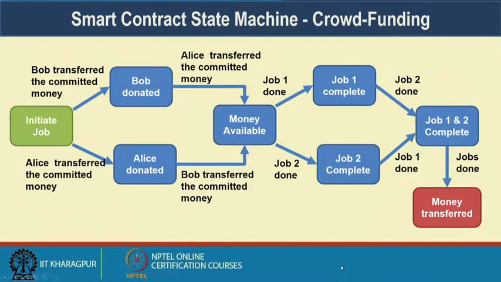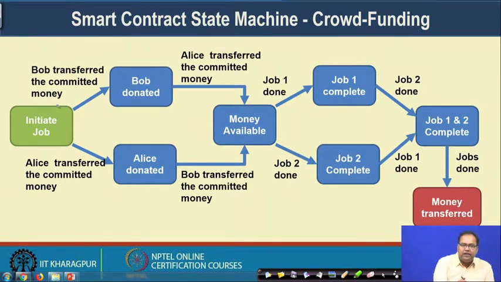Here the system has an initiation state where some users have submitted a certain proposal. Once someone likes this proposal, they may transfer the money. Say Bob has transferred the committed money to the system. So, you reach a state where Bob has donated the money. Similarly, if Alice has transferred the committed money, you reach a state where Alice has donated the money. After Bob has donated the money, Alice may donate the money after that, or it may happen that Alice has first donated the money and after that Bob has donated the money.